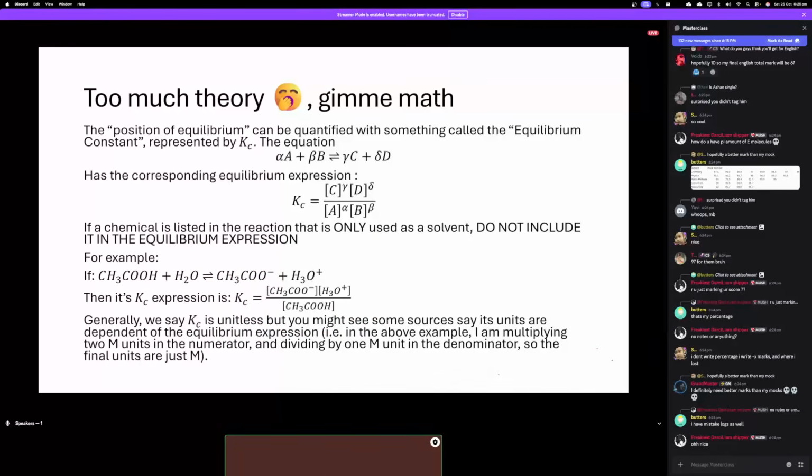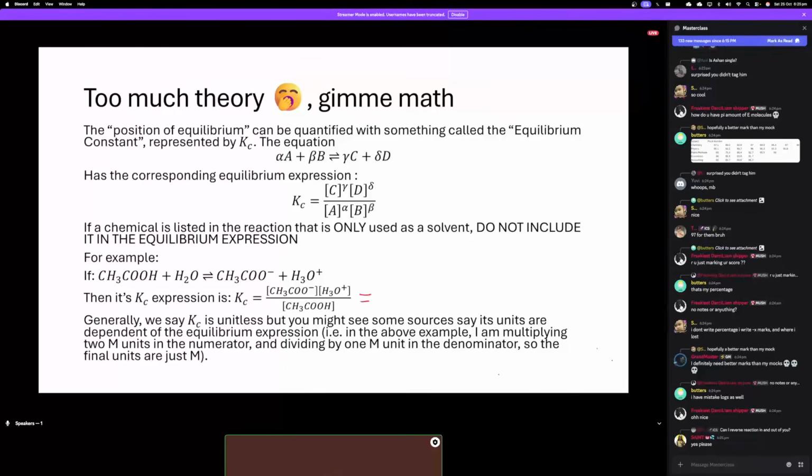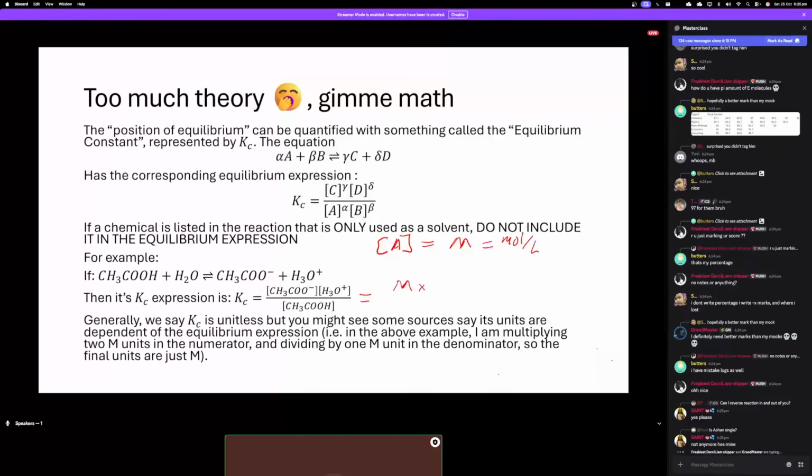For completeness, I will say that generally I've been taught or I've seen that we say Kc is unitless, right? It has no units. Some sources actually tell you that it has units depending on the equation. So let's take this example, right? I know that all of these are concentrations, and if I measure concentration, it'll be in molars, which is moles per liter, right? So if you look at the units, we're purely doing maths off of units right now. We have M times M divided by M. So these cancel, and we have M. So the units of this Kc expression would just be molars, right?